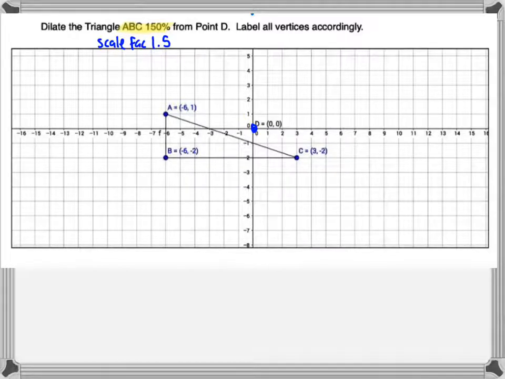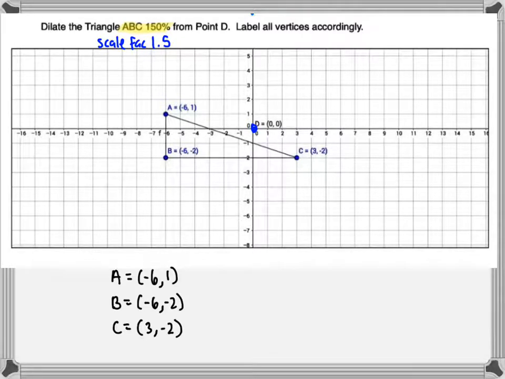Okay, and so in order to build this, I'm going to list all the points A, B, and C below. Basically, I just listed these points down below, and doing a scale factor enlargement of 1.5, or anything that is dilated from the origin, is going to be pretty simple to do.